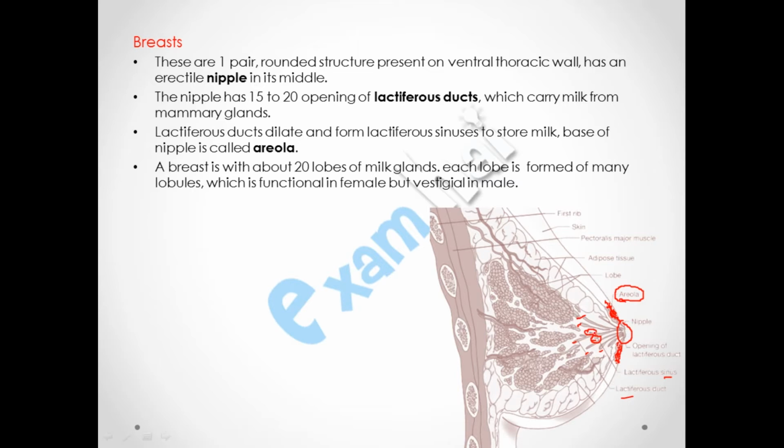So a breast has about 20 lobes of milk gland, and each lobe is formed of many lobules, and it is functional in females and vestigial in males. So the lobes and lobules of the milk gland are also there in males, but in males they are vestigial, and in females they are functional, because the female has to provide nourishment to a newborn baby.